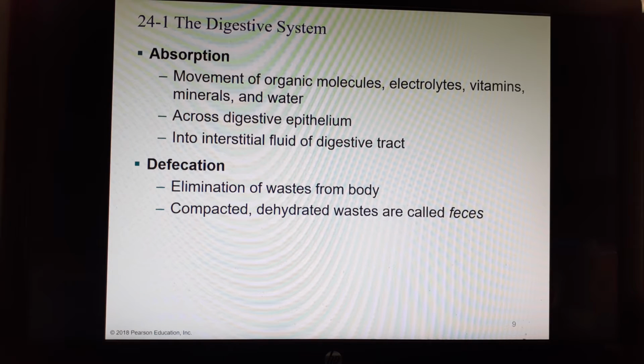And then again, defecation is anything that cannot be broken down chemically by your body will have to be eliminated from the tract to make room for the next amount of food. So we spend some time in the colon compacting, dehydrating this leftover waste into a substance called feces, and then pushing the feces out is defecation.